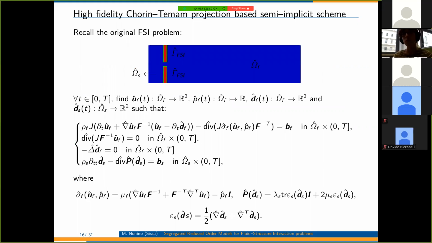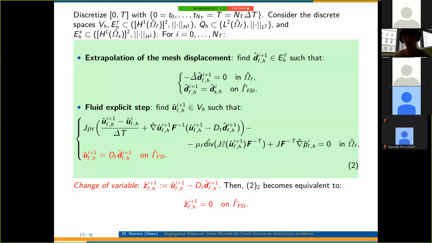Now, back to the original test case. This is the problem formulation within an arbitrary Lagrangian Eulerian setting. As you can see, we have the Navier-Stokes equations in the fluid reference configuration. We have the harmonic extension of the solid displacement to the whole domain. We have the linear elasticity problem for the solid. And here the Cauchy stress tensor and the Piola-Kirchhoff stress tensor are both expressed in the reference configuration.